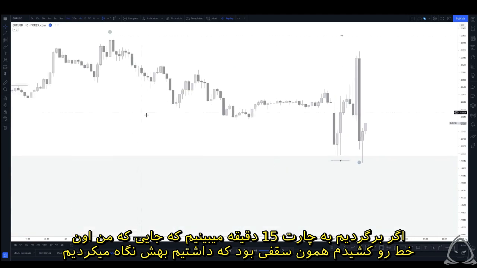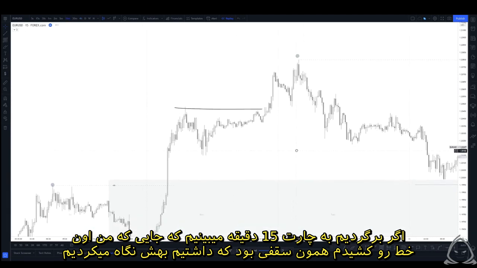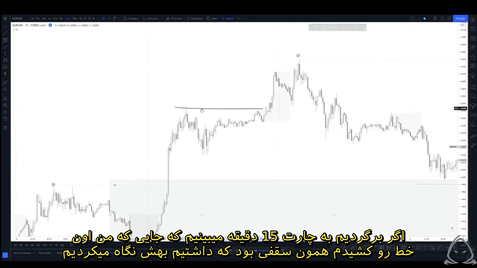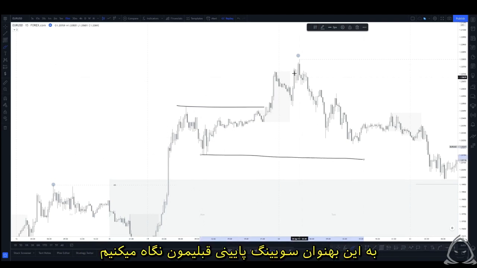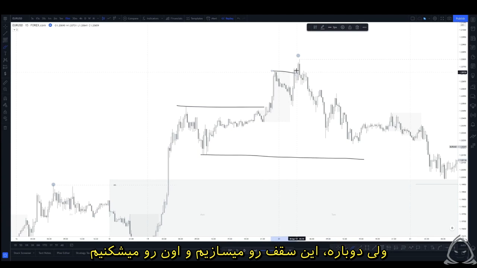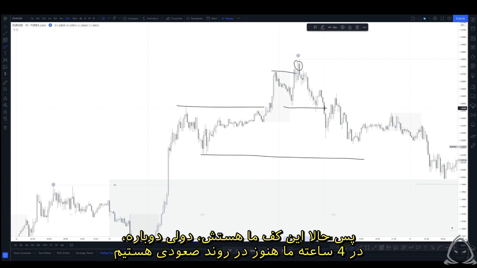If we go back to the 15-minute chart, what we can see is where I drew that line was the high that we were looking at. And again, there's nothing wrong with viewing that as a 15-minute high, because as we would see, we broke the high. We're looking at this as our previous swing low, but then we create this high, we break that. So we now have this as our low.